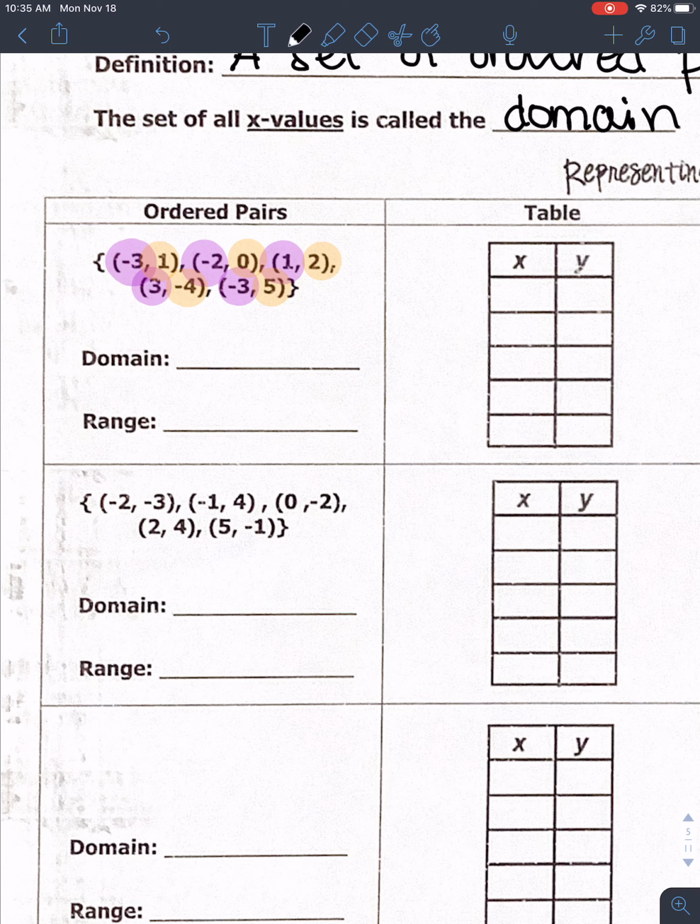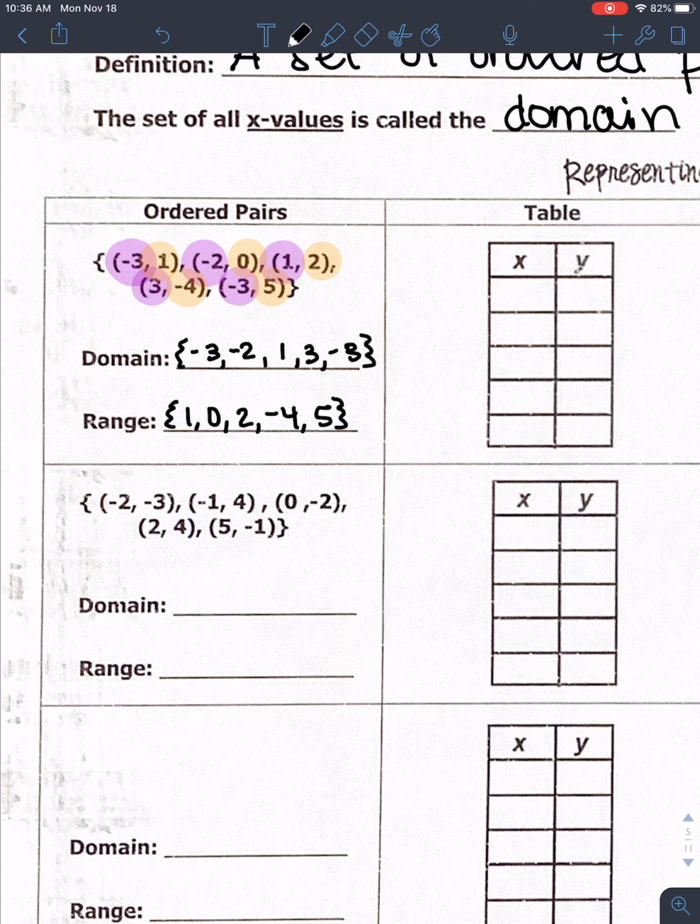into sets. So my domain is -3, -2, 1, 3, and -3. Well, since I have -3 twice, I don't really need to write -3 twice, but if you do, it's fine. And then my range will be 1, 0, 2, -4, and 5.